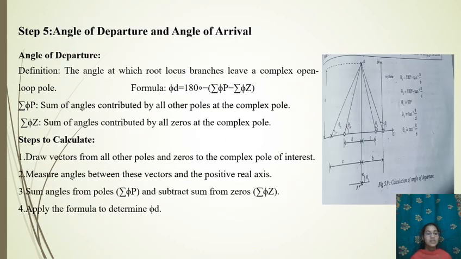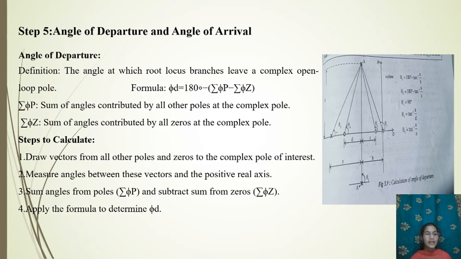And the fifth step is angle of departure and angle of arrival. Angle of departure. Definition: the angle at which root locus branches leave a complex open loop pole. Formula for angle of departure: phi d equals 180 degrees minus sum of poles minus sum of zeros, where sum of poles equals the sum of angles contributed by all other poles at the complex pole, and sum of zeros equals the sum of angles contributed by all zeros at the complex pole.